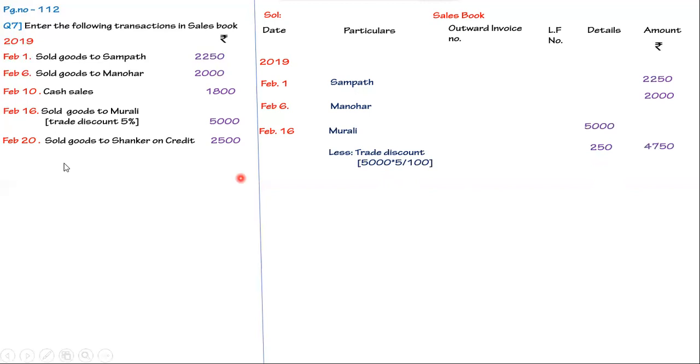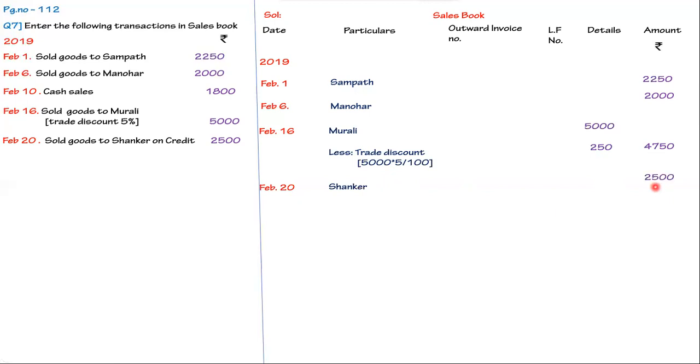Then the last transaction is on February 20, sold goods to Shankar on credit 2500 rupees. So here the date will be taken as February 20, and the name Shankar will be recorded in particulars column and the amount of sales 2500 will be recorded in amount column.